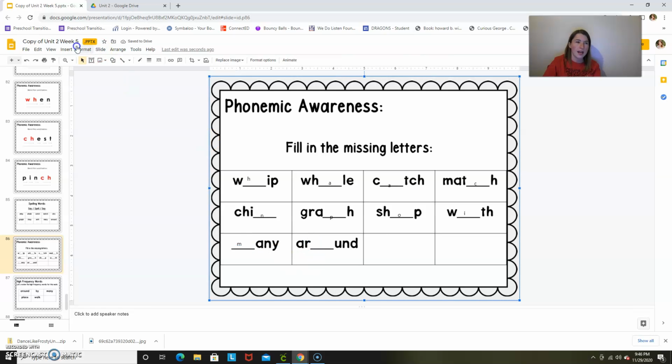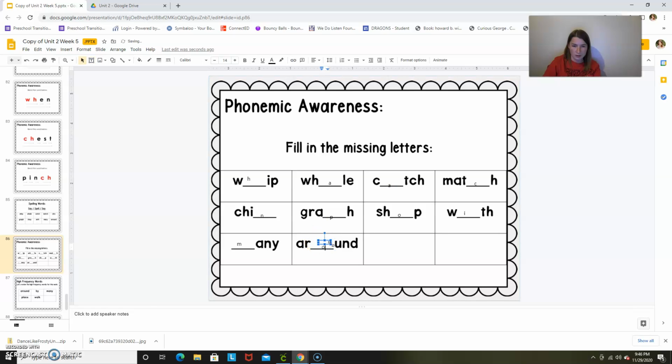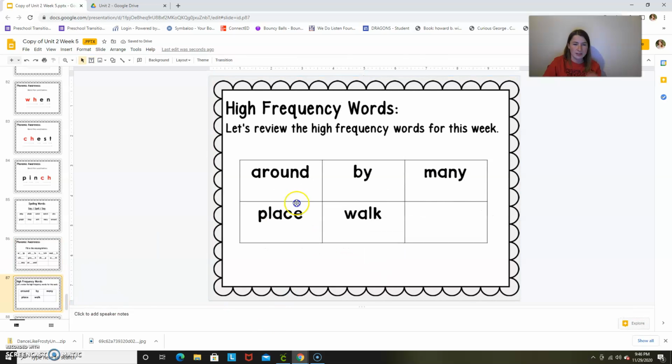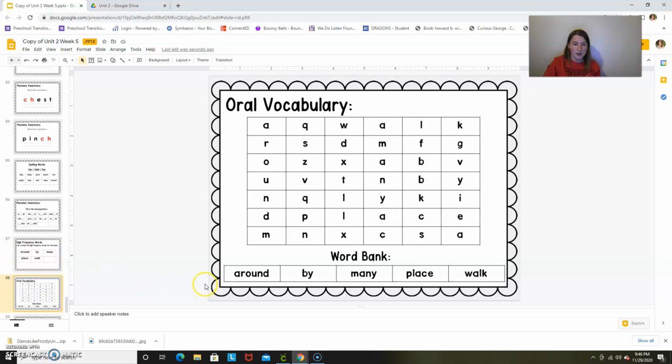Then we have around. Ooh, that one's kind of tricky. A-R-O-U-N-D. Good job. Let's look at our sight words again one more time. Ready? Around. A-R-O-U-N-D. Around. By. B-Y. By. Many. M-A-N-Y. Many. Place. P-L-A-C-E. Place. Walk. W-A-L-K. Walk.